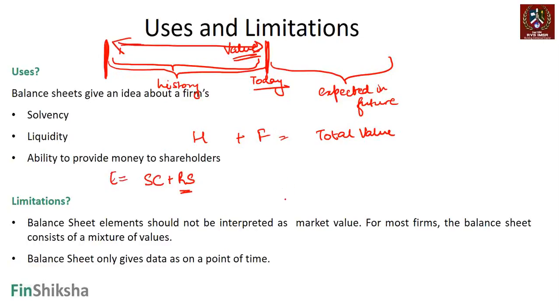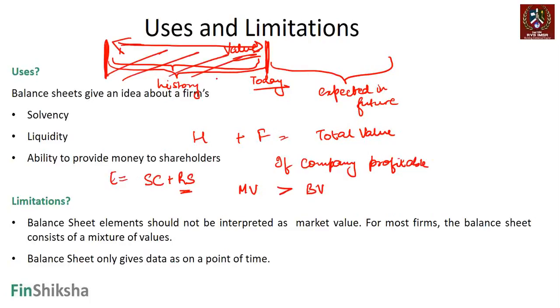If the company is generating value, if the company is profitable, that means it will generate value in the future, then the market value should be greater than the book value, because it should be book value, which is the historical portion, plus what is expected in the future, correct? So that is the crux of understanding that balance sheets sometimes underrepresent the value that a company could have. In certain cases, they could also overrepresent the values that the company should have. For most firms, it consists of a mixture of values.